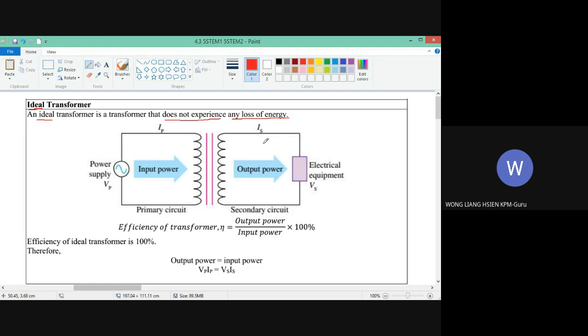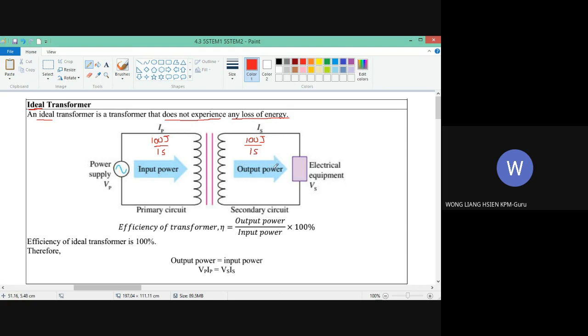So if it does not experience any loss of energy, that means all of the energy that goes into the primary coil or the primary circuit will come out in the secondary circuit. So for example, let's say every 1 second, 100 joule that is supplied by the power supply goes into the primary coil, and the secondary coil also can give out every 1 second, 100 joule.